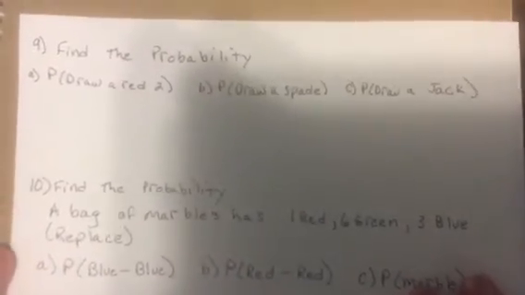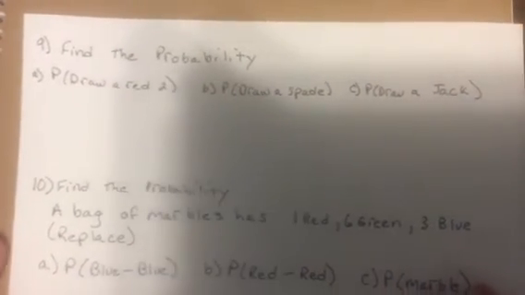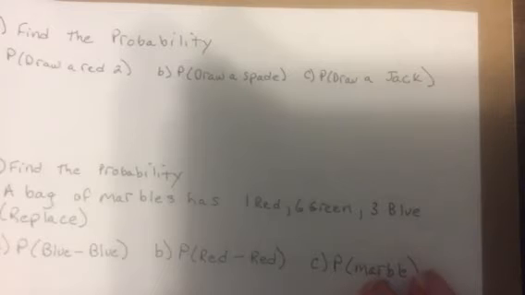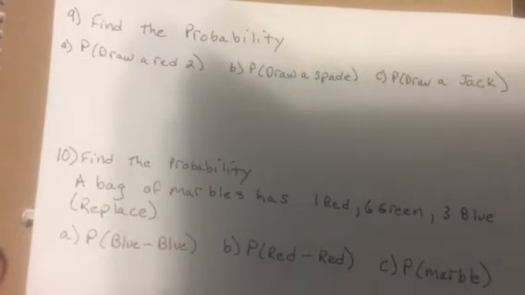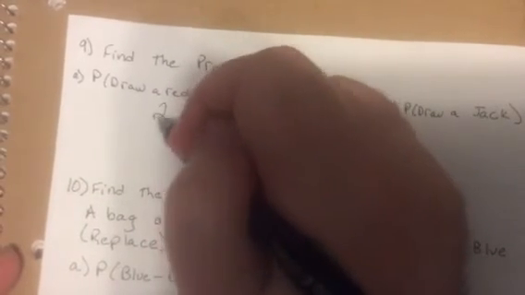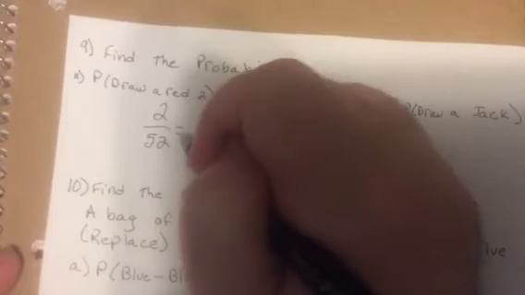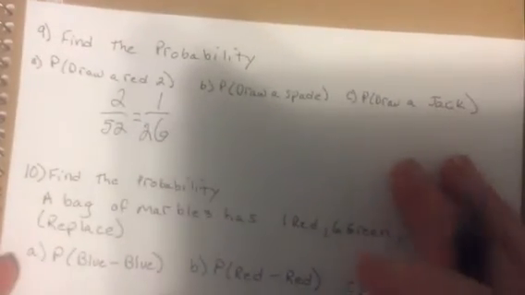So do the top three. Find the probability with a deck of cards. One is draw a red 2. Two is draw a spade. Three is draw a jack. So try those now. Okay, draw a red 2. There are 2 red 2s in the deck of 52, so that would be 1 out of 26 times you draw a red 2.